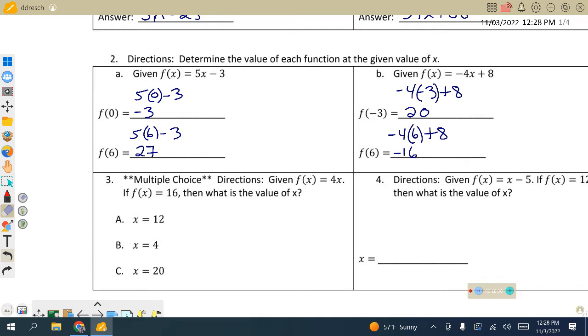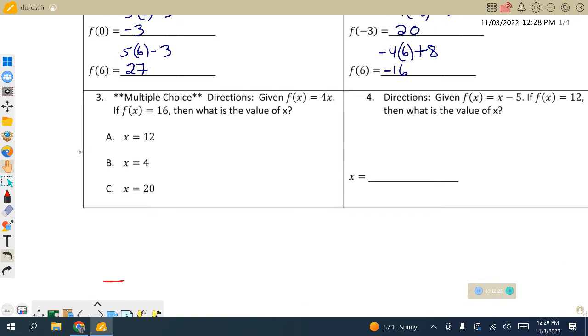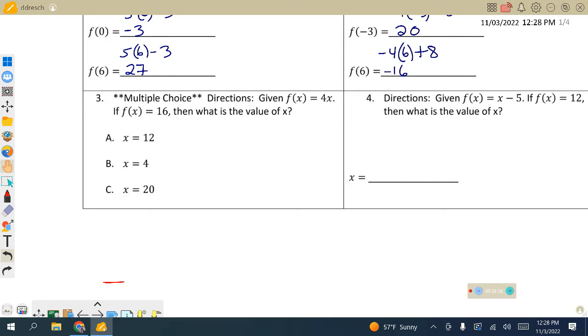All right, let's do some test prep. Let's look at number 3 now. On number 3 here, I give you a multiple choice question. And I'm saying, given f of x is 4x, so just like we did up above, what does the x have to be? So this is the x right there we're talking about. What does the x have to be in order to get an answer of 16?